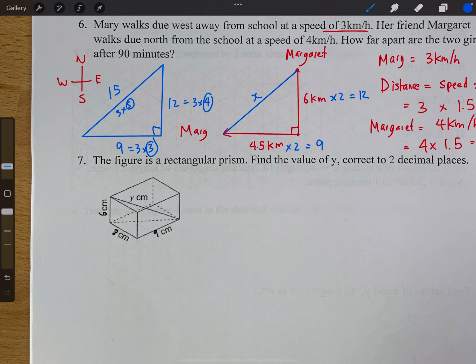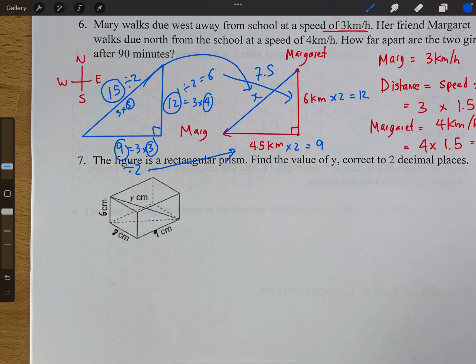So now this is not 12, this is half. If we divide this by 2, we get 6, like that one there. If we divide this by 2, we get 4.5, and therefore we must divide this by 2 as well to get the length of x. So that would be 7.5.